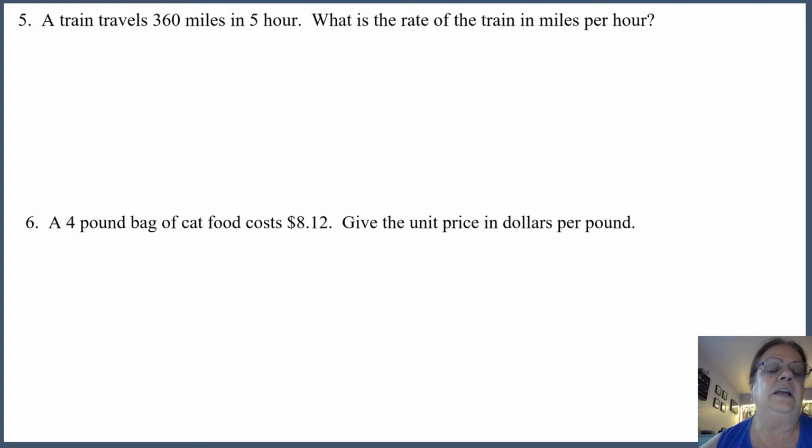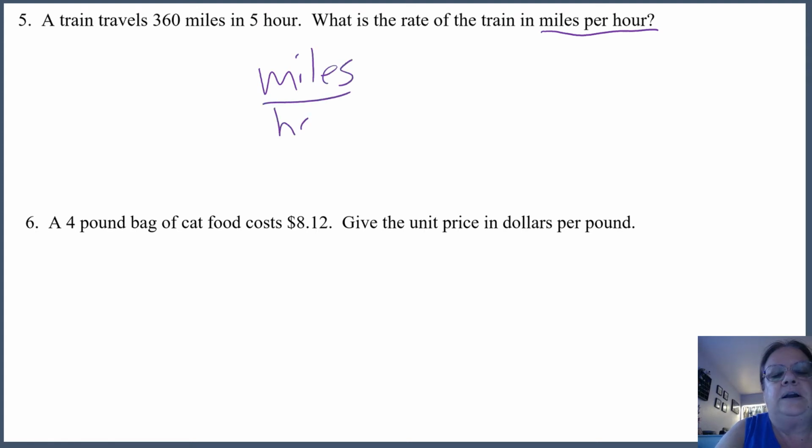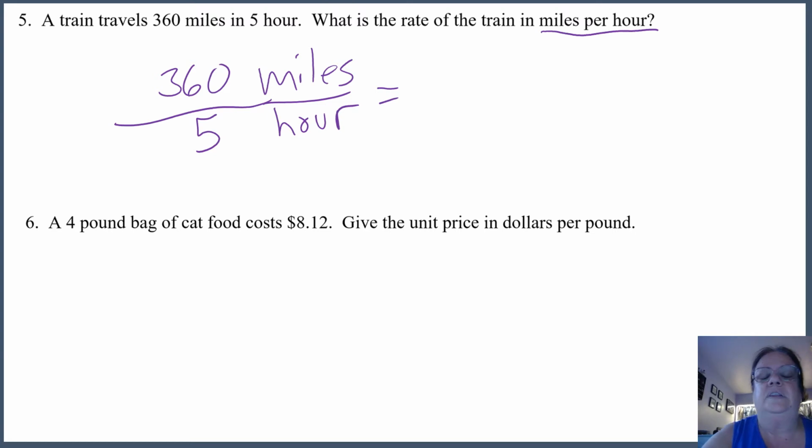Moving along. A train travels 360 miles in 5 hours. What is the rate of the train in miles per hour? So we want miles per hour, so that's how we're going to write it. Miles was 360. Hours was 5. Now I'm going to take 360 and divide it by 5.